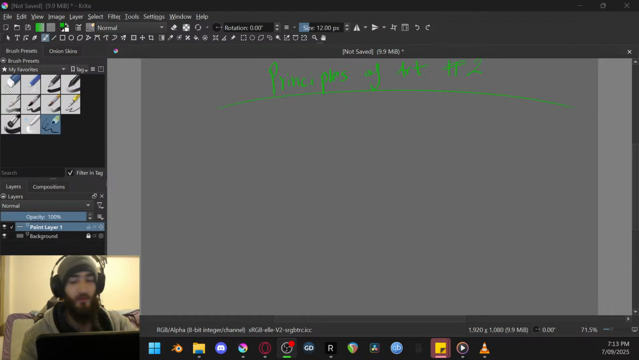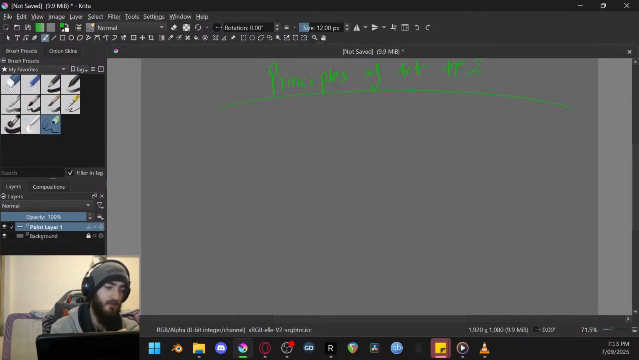Now, I don't know how well that went through, but oh well. Principles of art. Where did we leave off last time? We stopped at lines. We did points and dots and lines. Shapes and volumes, huh?